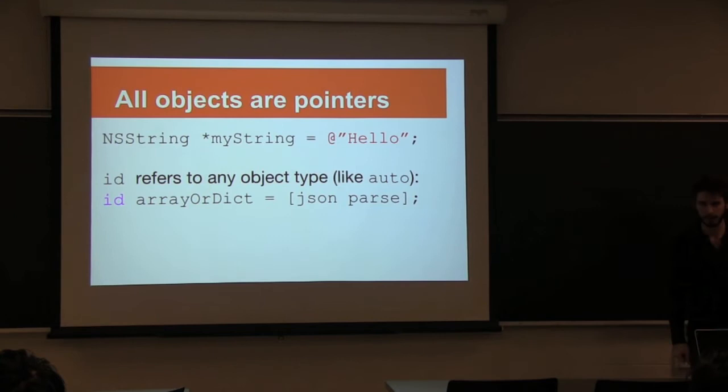ID is another thing you might see every once in a while. That's really the only special type. I wouldn't worry about it too much. It just means it could be anything. It's like auto in C++.